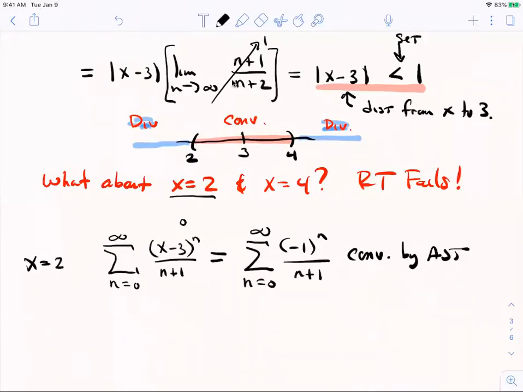I'm not going to include all the details of the verification of that here, but the terms are alternating, and the sequence 1 over n plus 1 decreases to 0 as n goes to infinity. So this thing converges by the alternating series test. So x equals 2 is in the domain.